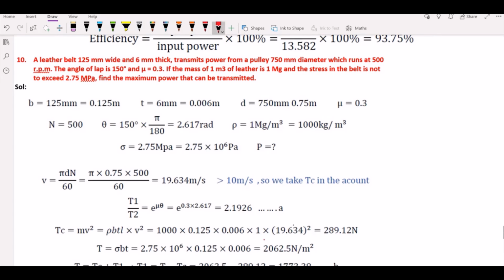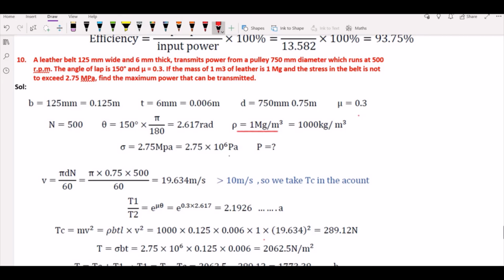Next, the angle of lap is given, just convert it into radians, 150 into pi by 180, then you'll get the radians. Here the density is given as 1 Mg per meter cube. This is actually the density, that is, 1 meter cube of leather has a mass of 1 Mg. Convert it into kilograms, that will be 1000 kg per meter cube. Once density and stress are given, P is what we need to calculate.